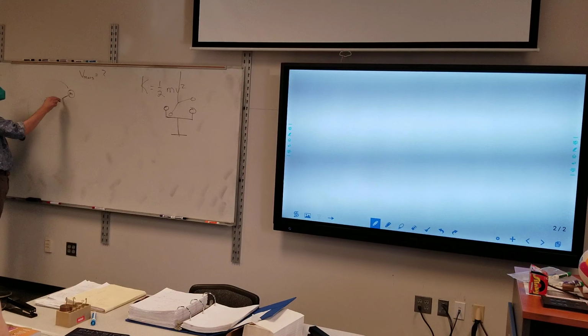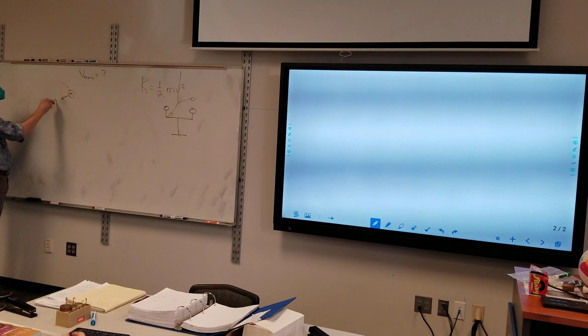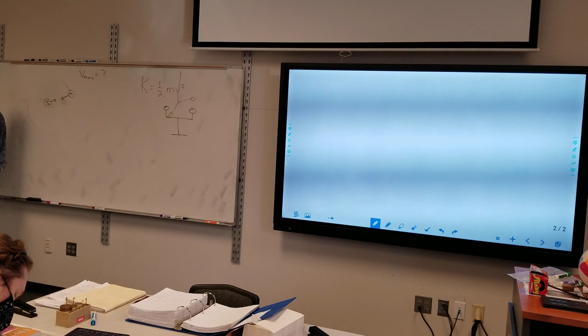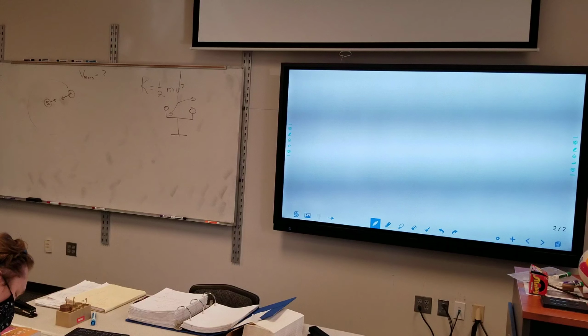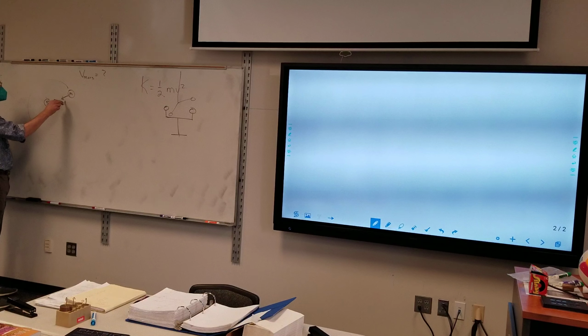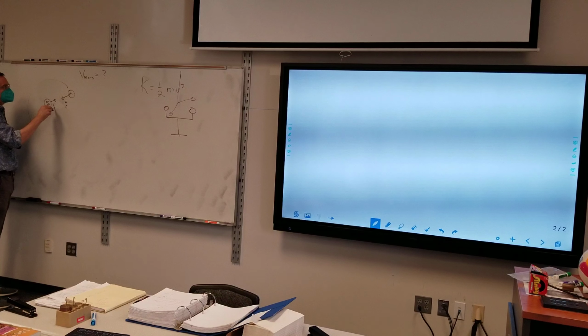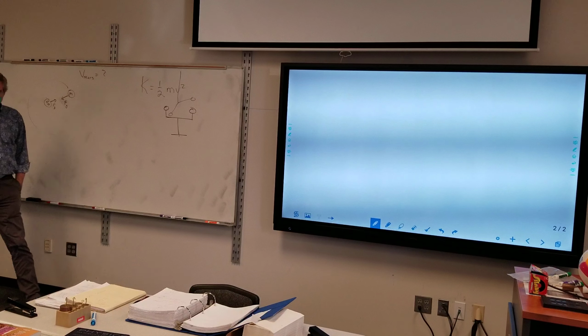Force diagram. So Mars is being attracted to the Sun, and the Sun is being attracted to Mars. And that's it. There's no air resistance.